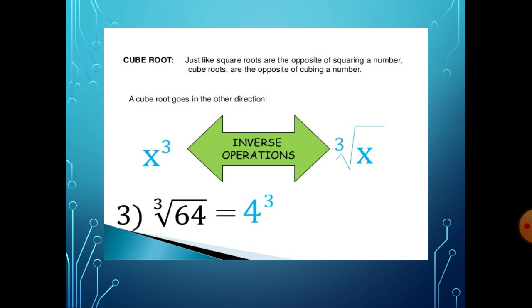Just like square roots are the opposite of squaring a number, cube roots are the opposite of cubing a number. You know that 3 multiplied by 3 multiplied by 3 is 27, so the cube root of 27 is 3. In the same way, 4 multiplied by 4 multiplied by 4 is equal to 64, that's why the cube root of 64 is equal to 4. With the help of this, cube root of x cubed is equal to x. So a cube root goes in the other direction.